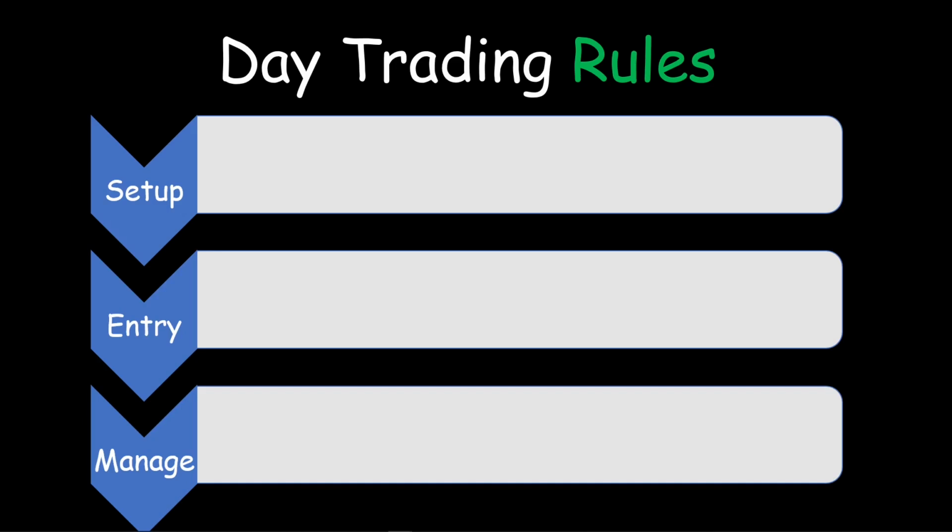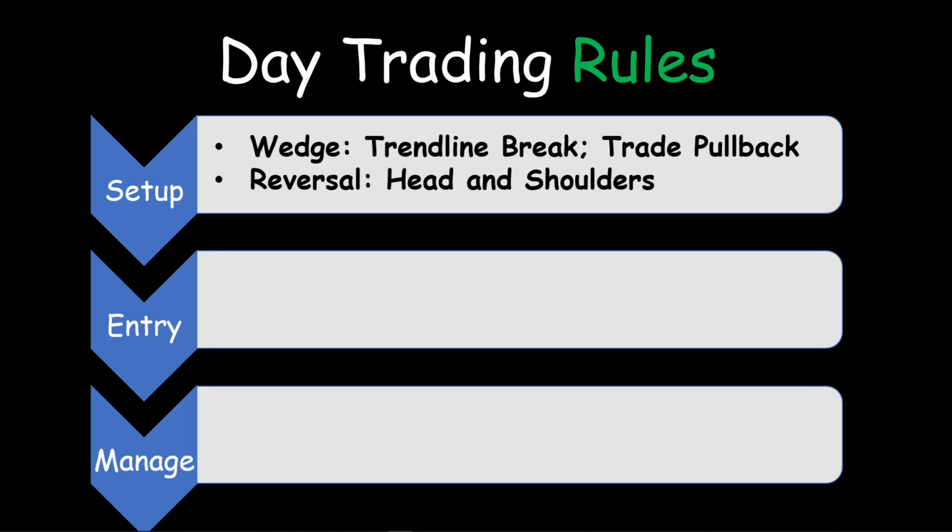Here's an example. Based on your study of historical chart and data, wedge pattern always leads to profitable trading opportunities when the trendline break happens. Head and shoulders pattern always indicates the reversal of the trend to the opposite direction. Other patterns have low probability of good trades. So the rule for setup is to trade only wedge and head and shoulders patterns.